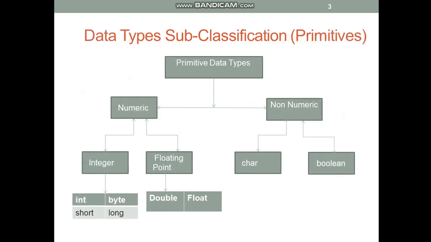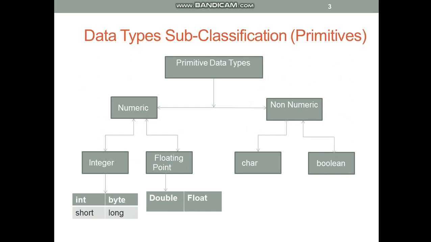What do we mean by the classification of data types? They can primarily be classified into primitive data types. Primitive data types can be either numeric or non-numeric. Numeric types can be either integer or floating. Integer types are further divided into int, short, long, and byte. Floating types can be further divided into double and float.